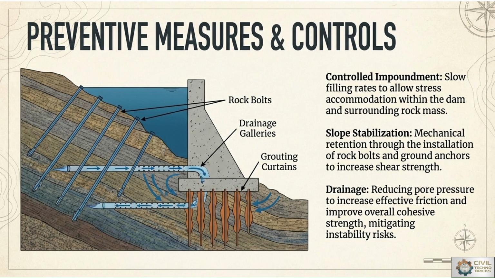Controlled impoundment means slow filling rates to allow stress accommodation within the dam and surrounding rock mass. What is meant by slope stabilization? Mechanical retention through the installation of rock bolts and ground anchors to increase shear strength. And what is meant by drainage? It is provided to reduce pore pressure, increase effective friction and improve overall cohesive strength, mitigating instability risk. These are all the preventive measures and controls provided by engineers for maintaining the life of the dam.